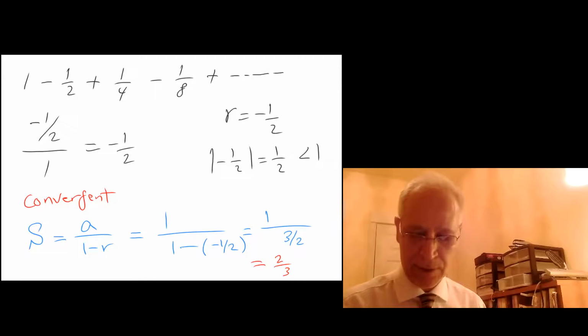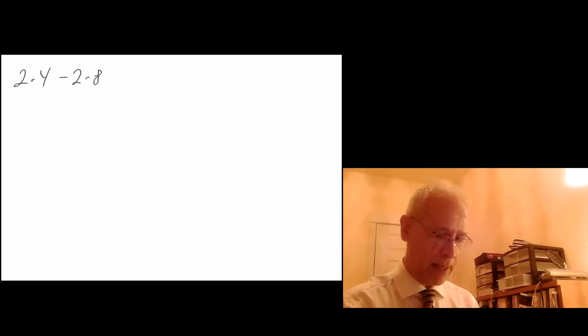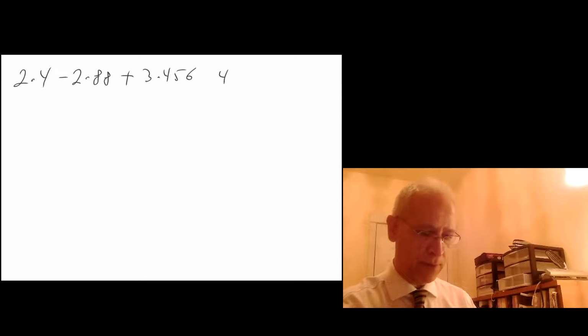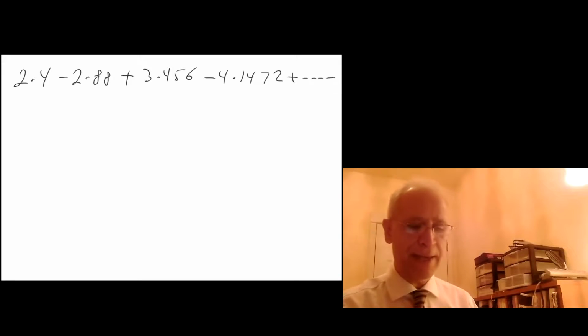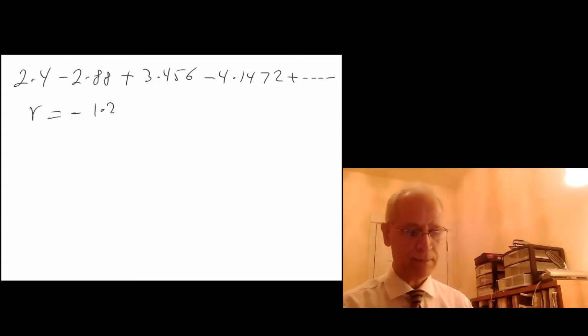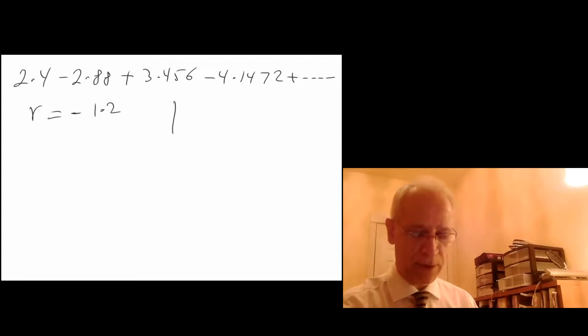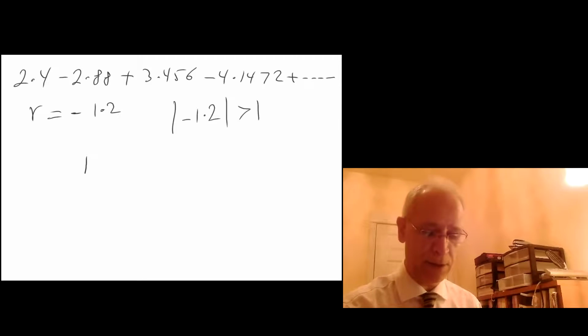Let's do another example. How about something like, suppose I have 2.4, negative 2.88, positive 3.456, minus 4.1472, plus dot, dot, dot. Okay, so if I pick any term and divide it by the previous one, I get that the common ratio is negative 1.2. The absolute value of negative 1.2 is greater than 1. So this geometric series diverges.